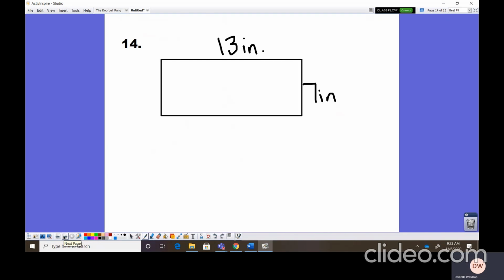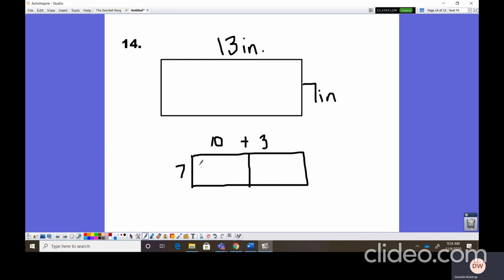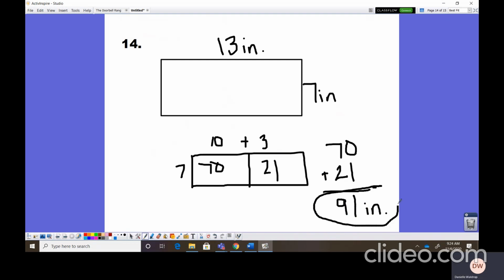Number 14, it wants the area of the following rectangles. So it wants the area of this rectangle. So 13 times 7, I'm going to do another area model. So I need 2 boxes because it's a 2-digit number. 13 is the same as saying 10 plus 3. I'm going to move my 7 over here to the left like we're used to. 10 times 7 is 70. 3 times 7 is 21. So I'm going to add those up. 70 plus 21 gives me 91 inches. Include inches on this because that is part of your measurement. It's part of your answer.